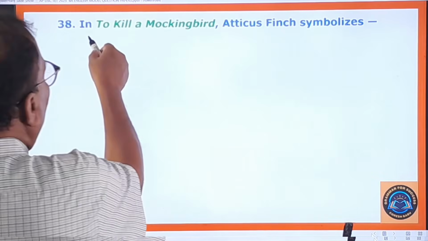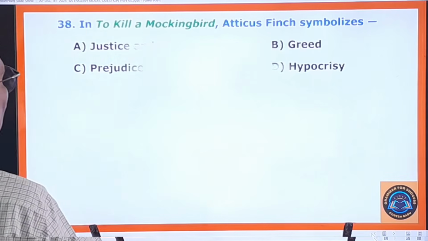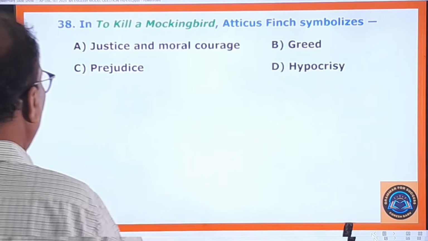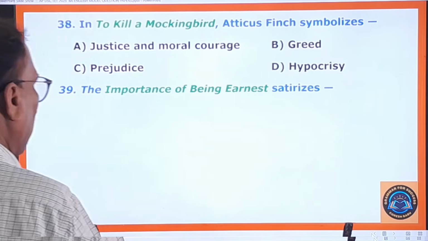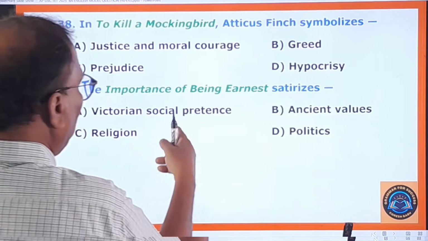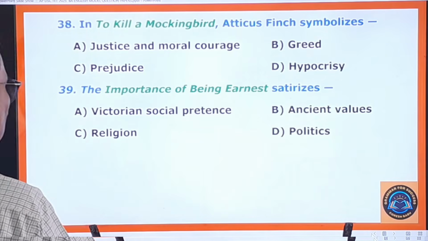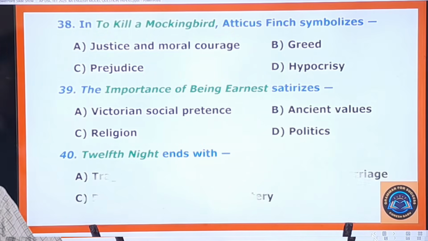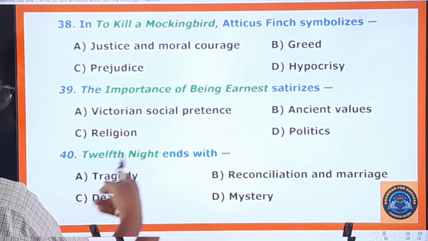38th question. In "To Kill a Mockingbird," Atticus Finch symbolizes justice and moral courage, greed, prejudice, hypocrisy. And the 39th question, "The Importance of Being Earnest" satirizes Victorian social pretense, ancient values, religion, and politics. You go to the 40th question. "Twelfth Night" ends with tragedy, reconciliation and marriage, death, mystery.